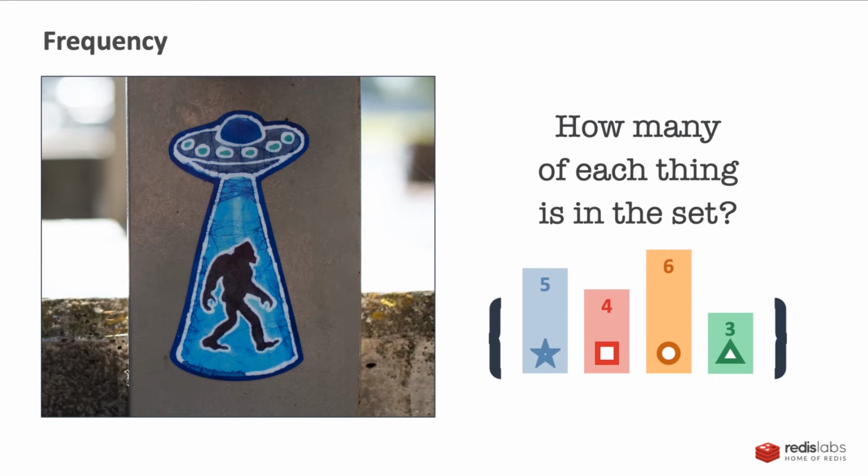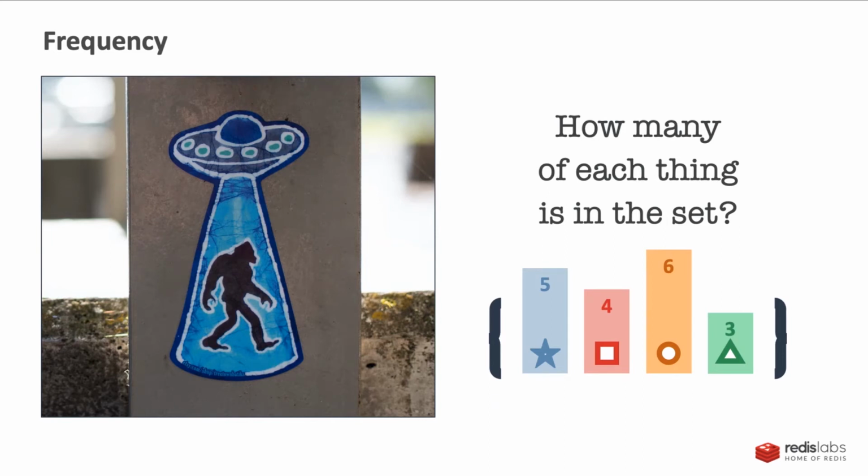And so here we've added the star 5 times, we've added the square 4 times, we've added the circle 6 times, and the triangle 3 times. And so the frequency lets us get those counts. It shows the frequency of those elements in the set. Cardinality is still 4, but the frequency is the other way of counting things in a set.